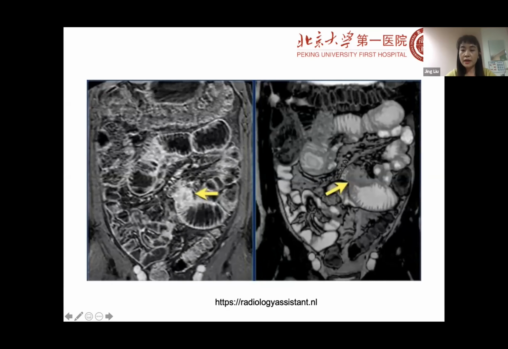And this is another adenocarcinoma. Also, we could say they involve a very short segment of the bowel, and the bowel wall shows circumferential and irregular thickening, and the lumen shows stricture.